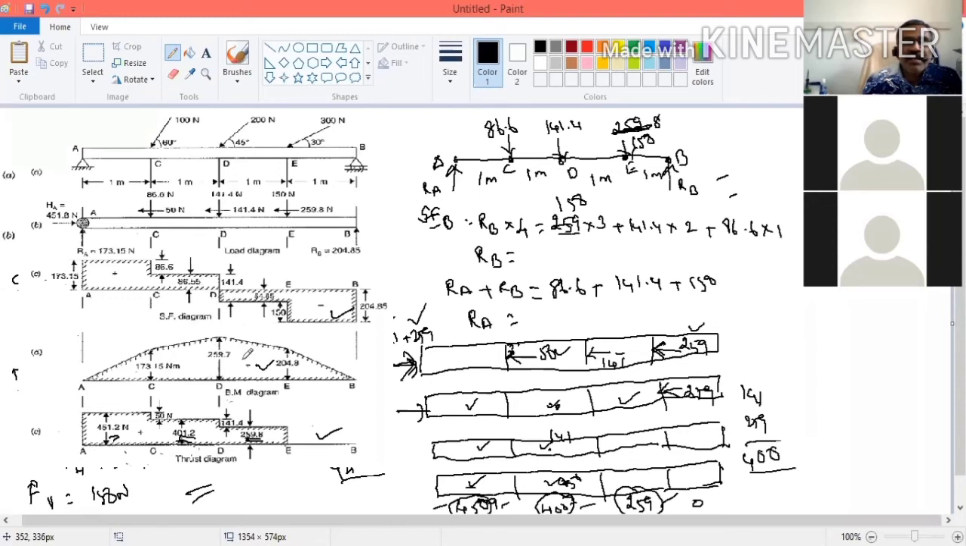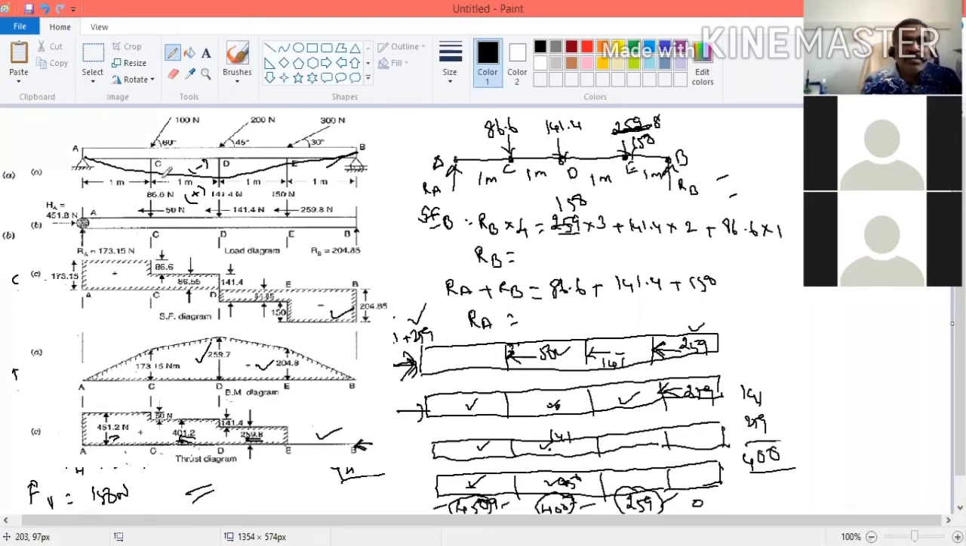Is it sagging or hogging? It is sagging. Sagging means it will bend like this, right? Since the bending moment is positive, the beam is sagging like this. So now the top will be subjected to what stress? Compressive stress, minus. The bottom will be subjected to what stress? Tensile stress. Now you will see about the axial force.